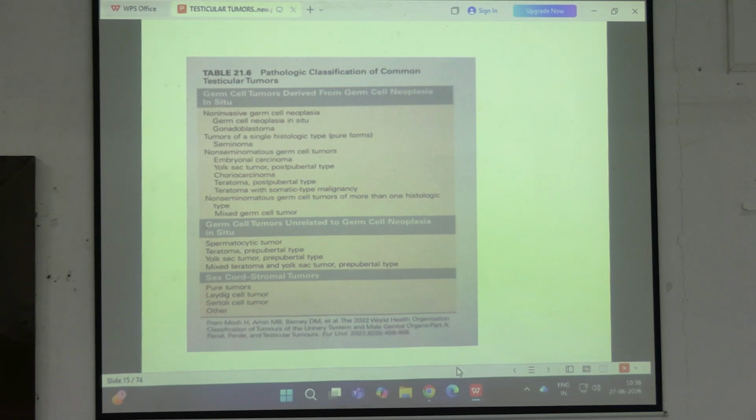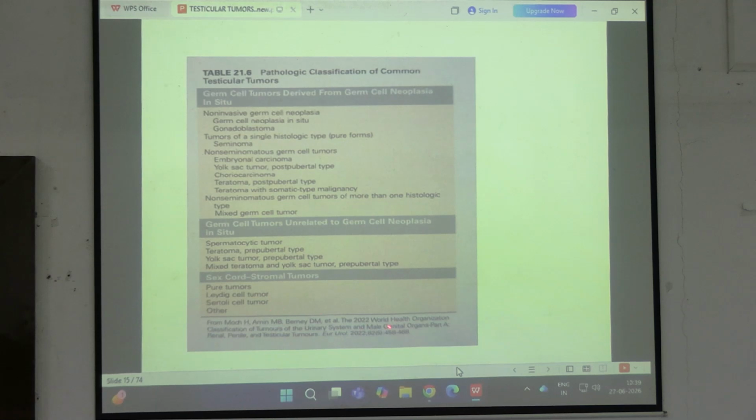So what happens is, when we are talking about this spermatocytic tumor, usually seminomas do not have a very good prognosis, right? They are supposed to be malignant tumors, but this spermatocytic tumor, which is not derived from GCNIS, has excellent prognosis, okay? They are spermatocytic type of seminomas and they have very good prognosis.